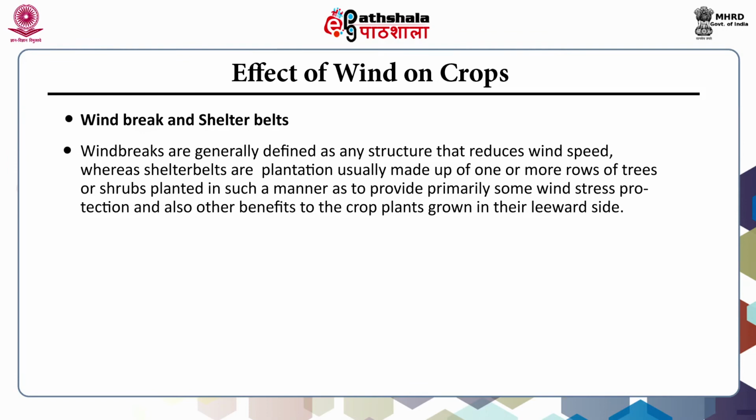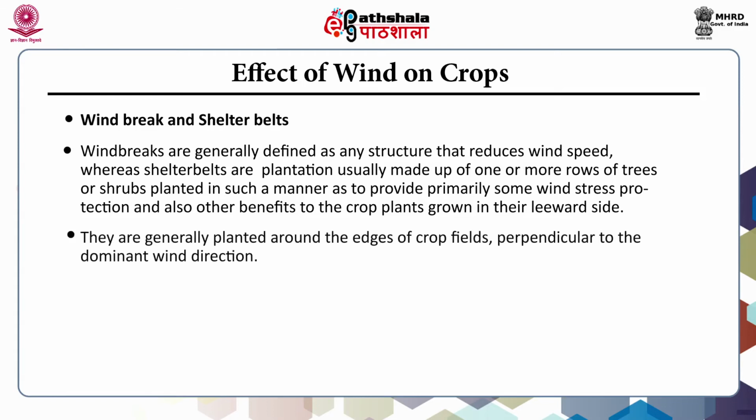Windbreaks are generally defined as any structure that reduces wind speed, whereas shelter belts are plantations usually made up of one or more rows of trees or shrubs planted in such a manner as to provide primarily some wind stress protection and also other benefits to the crop plants grown in their leeward side. So, with the help of windbreaks and shelter belts, you can reduce the effect of the wind on the crops. These are generally planted around the edges of the crop fields perpendicular to the dominant wind direction.